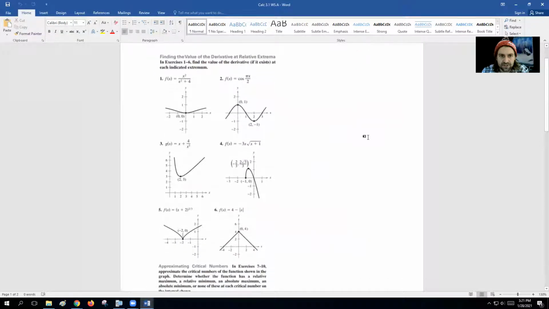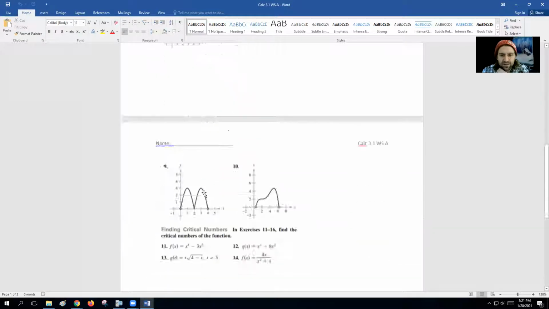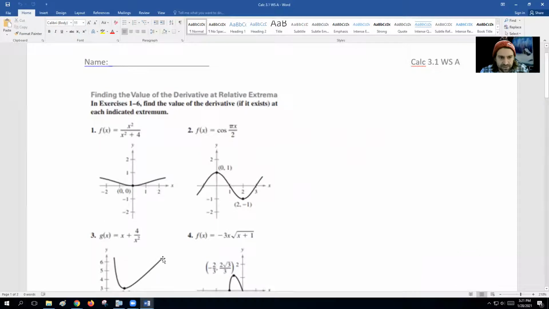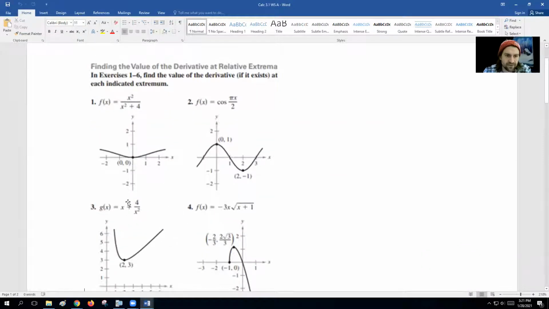What you're going to do is determine the value of the derivative if it exists. I'm going to go through some of the odd problems here and leave the even ones for you guys to do. First, we're going to find the value of the derivative at the points that are on the graph. On this problem, we got the equation here, and we're going to plug in 0.